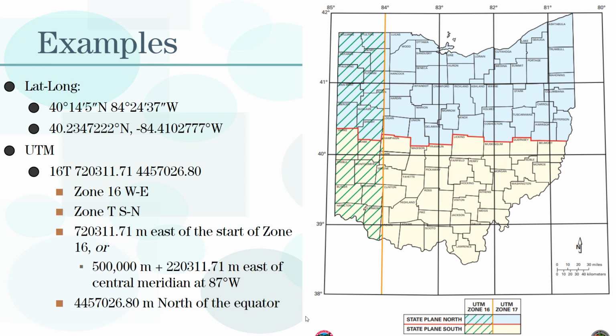So our actual coordinate, which I did not type up here, would be 16T. Then the 720,000 number, followed by the 4,457,000 number, which I'm going to round, for our easting and our northing.